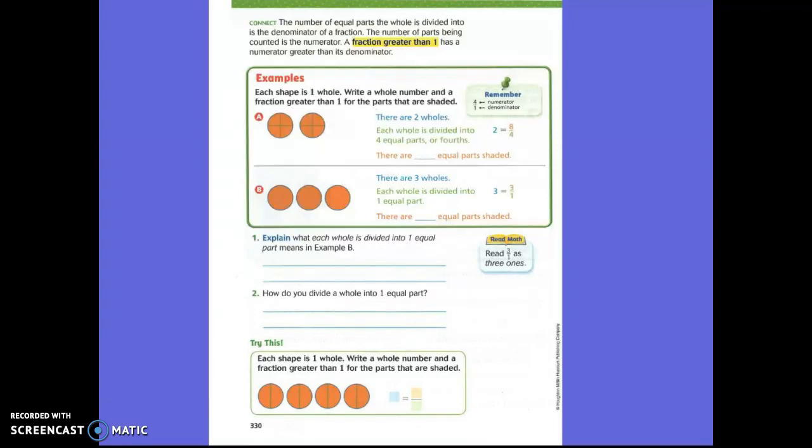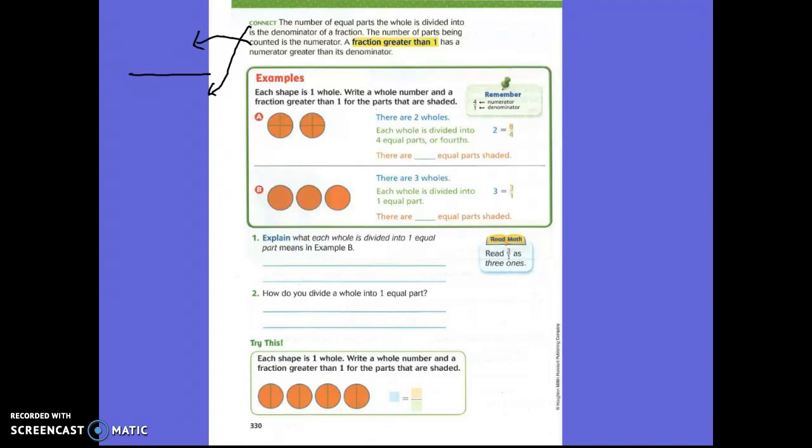Okay, read the top. The number of equal parts the whole is divided into is the denominator of a fraction. Remember, the bottom part of the fraction is how many pieces it's divided into. So the bottom number is what it's divided into. The number of parts being counted is the numerator.